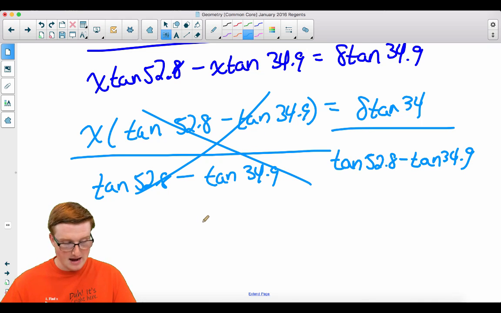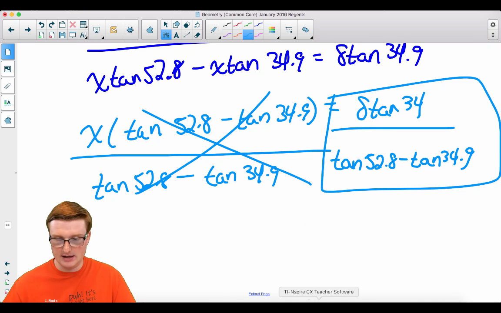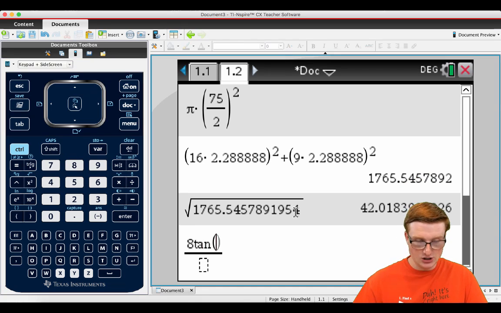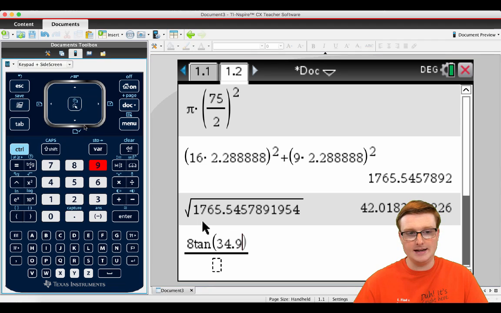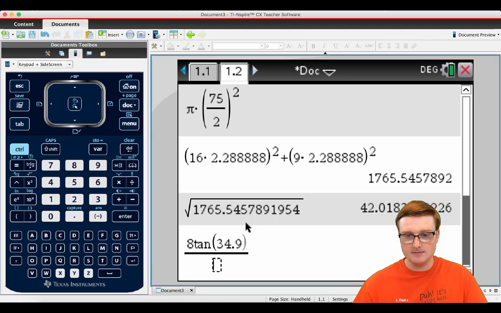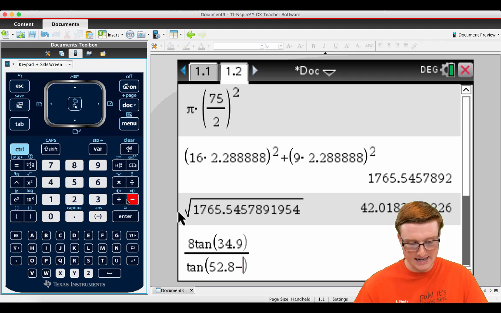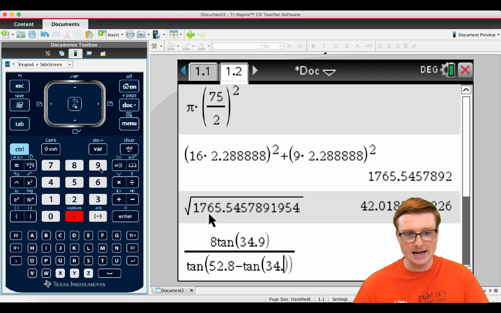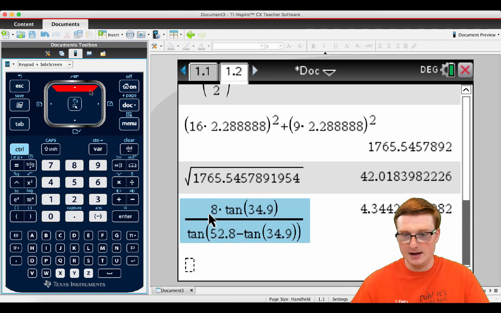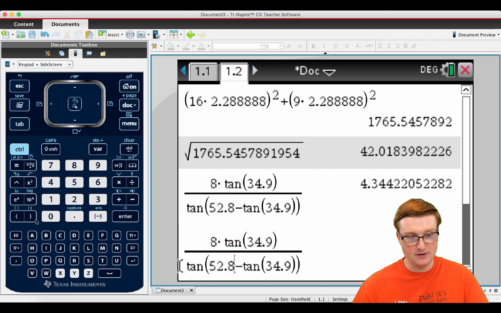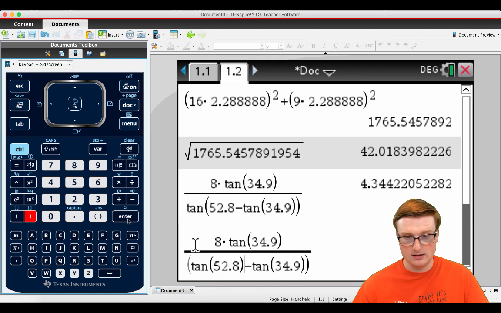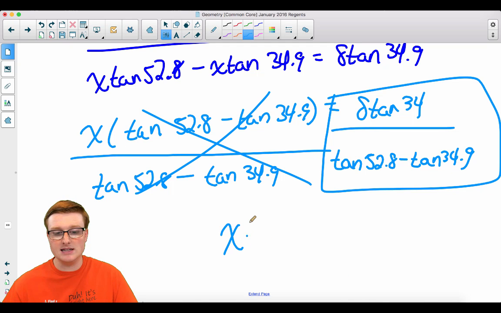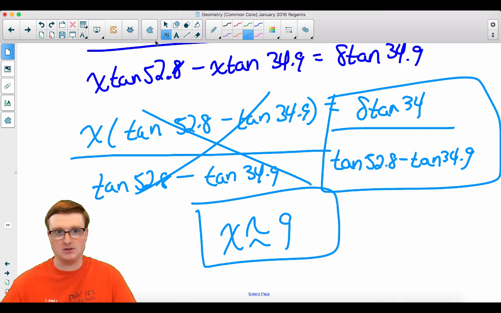Now, when you type this into your calculator, I will do it right now. 8 tangent of 34.9 over the tangent of 52.8 minus the tangent of 34.9. My apologies, that is not the right number because I forgot to separate this. There we go. That is equal to 9.003. So x is approximately equal to 9. Okay, that will help us.